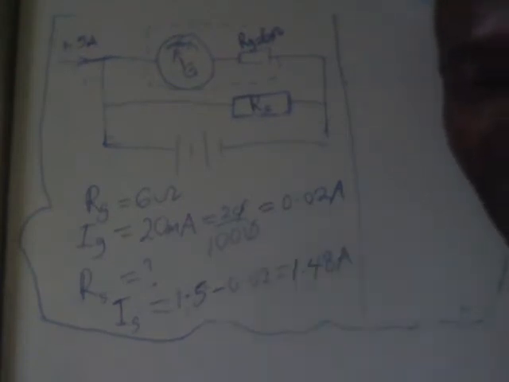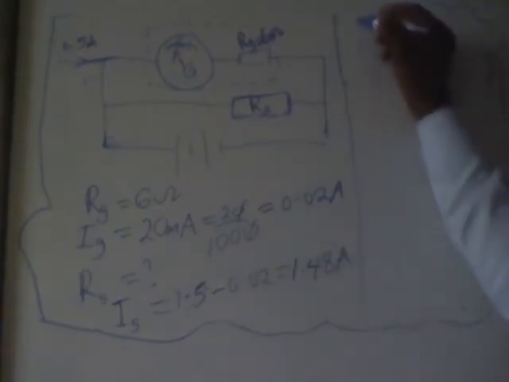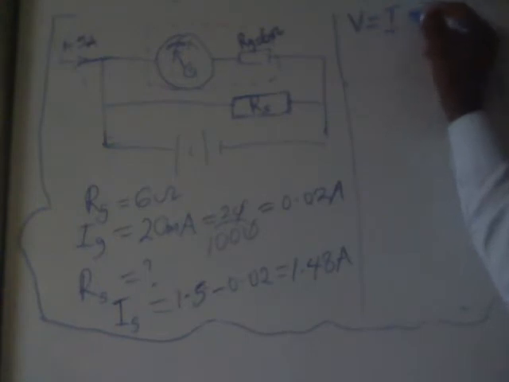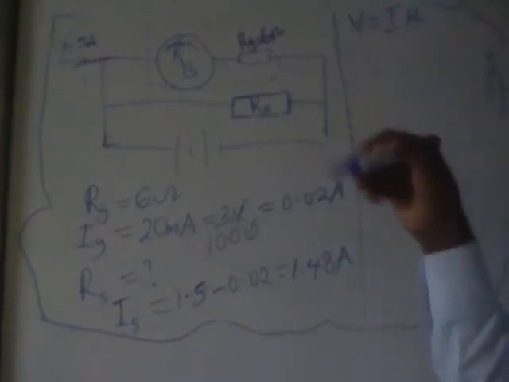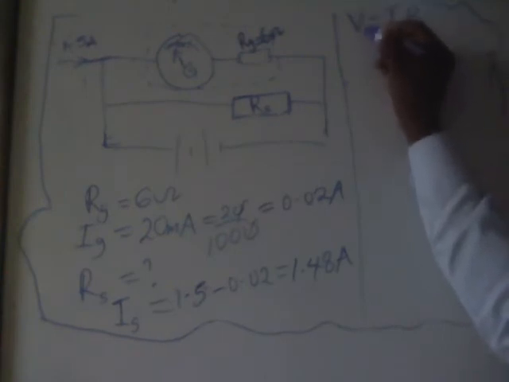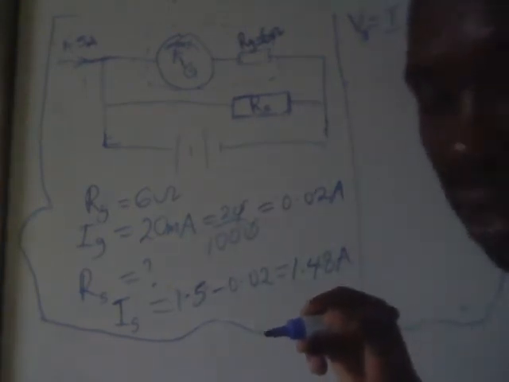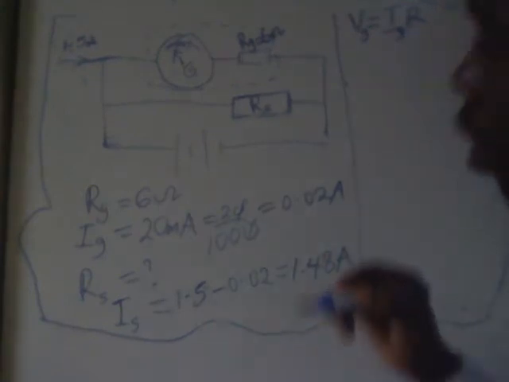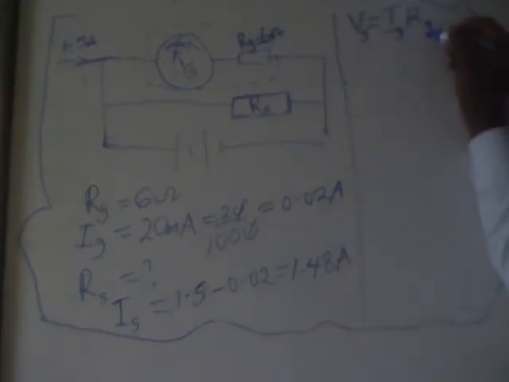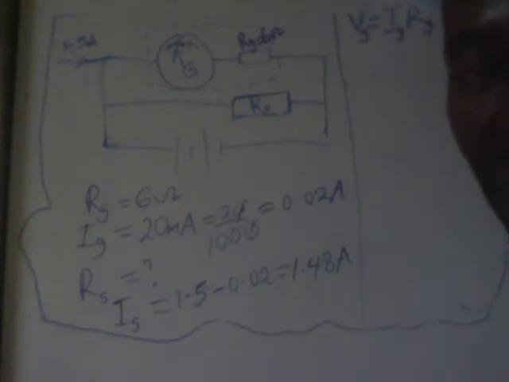Let's calculate the voltage of the galvanometer first. We know that V equals IR, from Ohm's law. So V subscript G is the voltage of the galvanometer, I subscript G is the current of the galvanometer, and R subscript G is the resistance of the galvanometer.